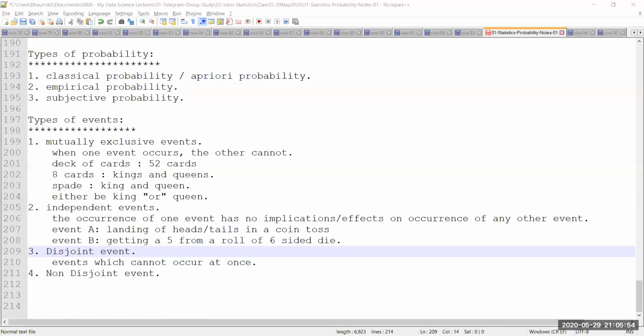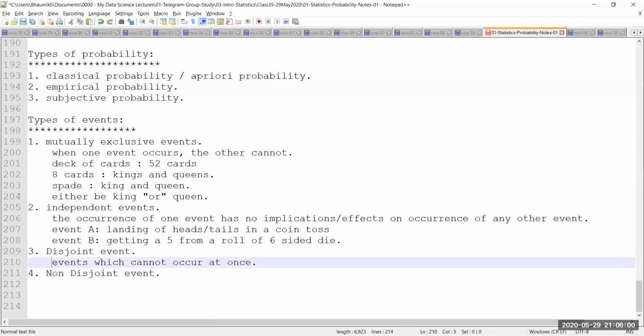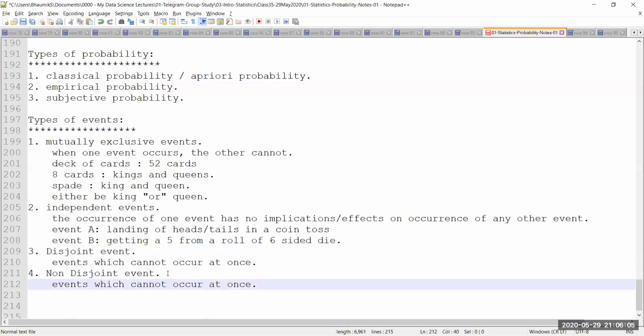So non-disjoint events are simply events which can occur together. Let's not waste our time by taking an example here. You can find an example yourself. It is quite easy. Let's just move ahead.